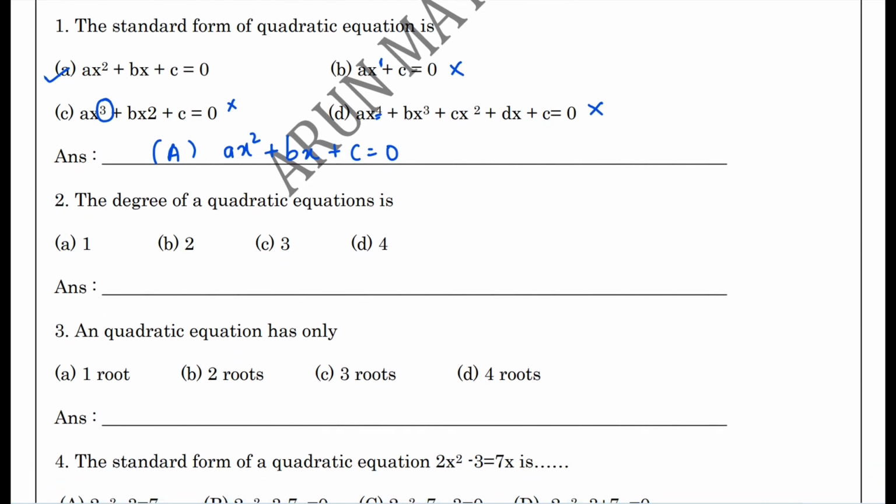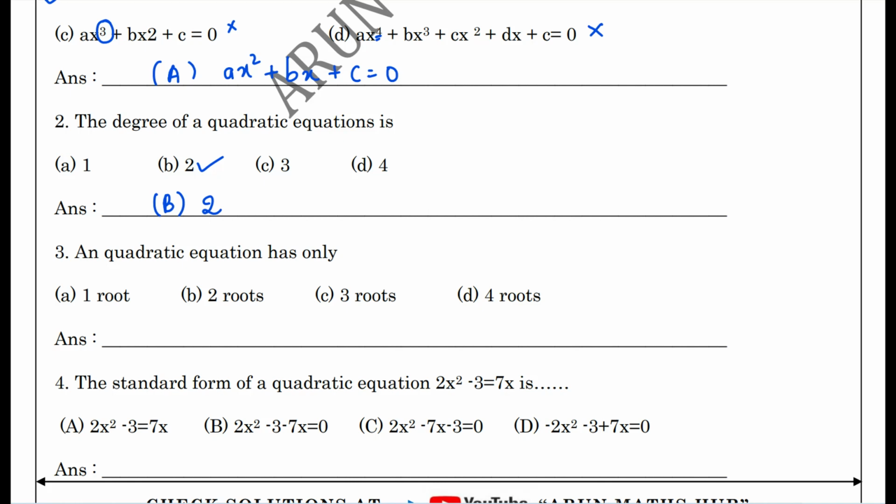Just now we have discussed the degree of the quadratic equation. The degree of the quadratic equation is what? Option B, 2, right? What is the degree of the linear equation? It is 1. What is the degree of cubic equation? It is 3. Therefore, the degree of quadratic equation is 2.